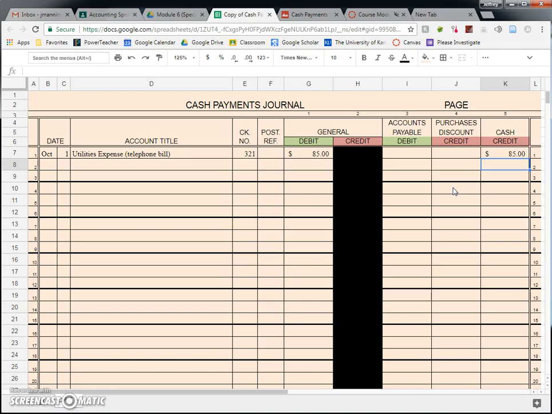Now, this is probably getting a little too far ahead, but when you were to carry these numbers into your ledgers, you would record a cash credit for $85. And then you would also record a telephone or utilities expense debit of $85. But that's for another date. So let's move on to the next transaction.